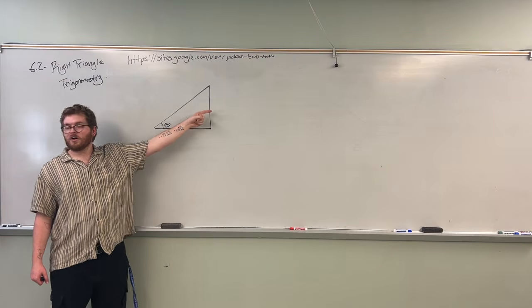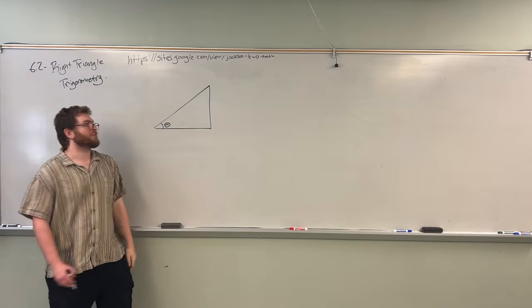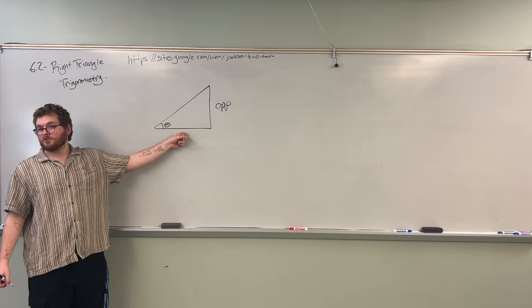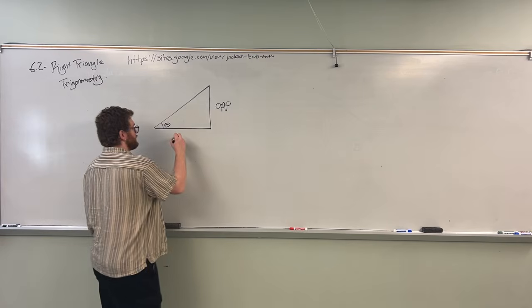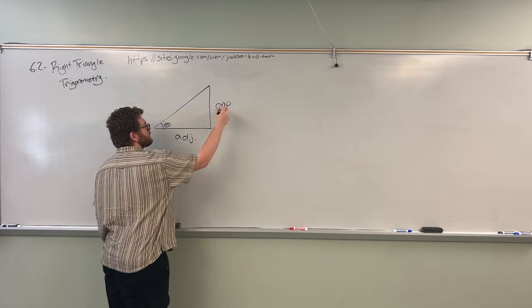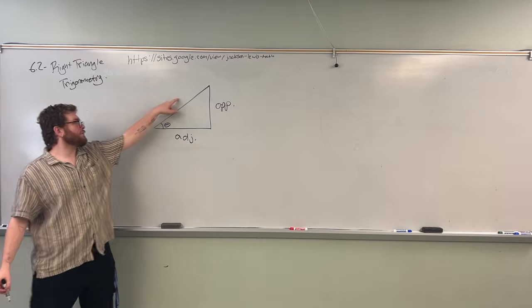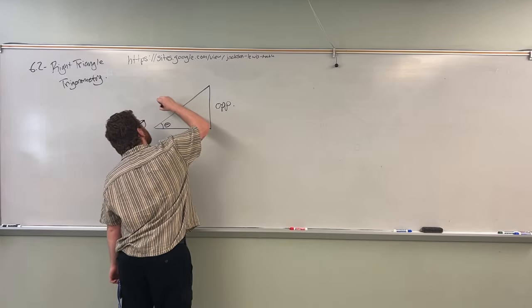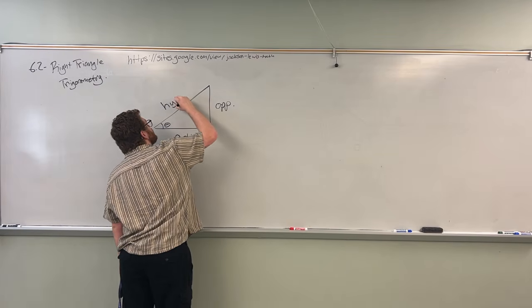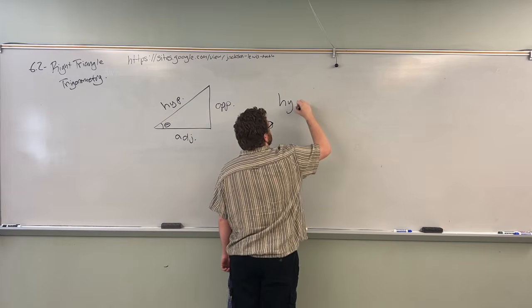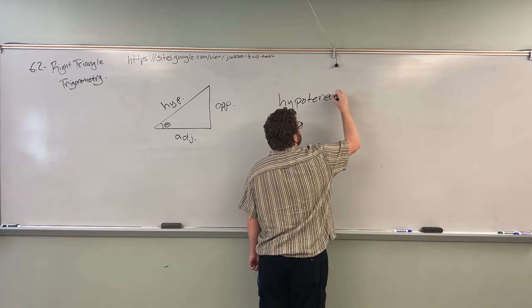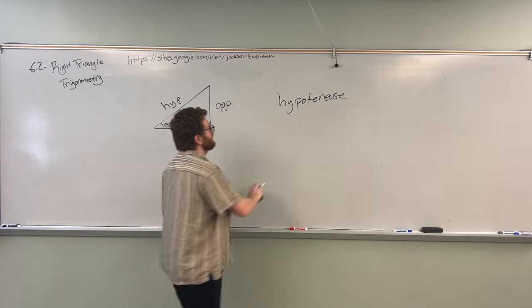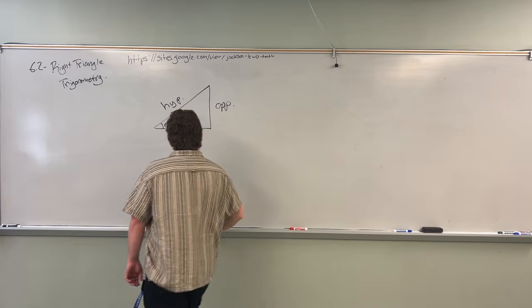Across from it, on the direct opposite side, I'm going to call this the opposite side, or just OP. The side directly beside it, I'm going to call the adjacent side, or just ADJ. And then does anyone remember what the longest side of a triangle is called? Hypotenuse. I actually don't know how to spell it because it has a weird E and a U somewhere. But I'm just going to write it.